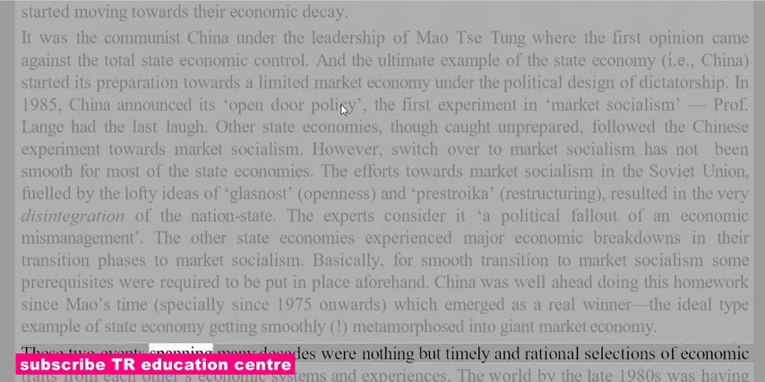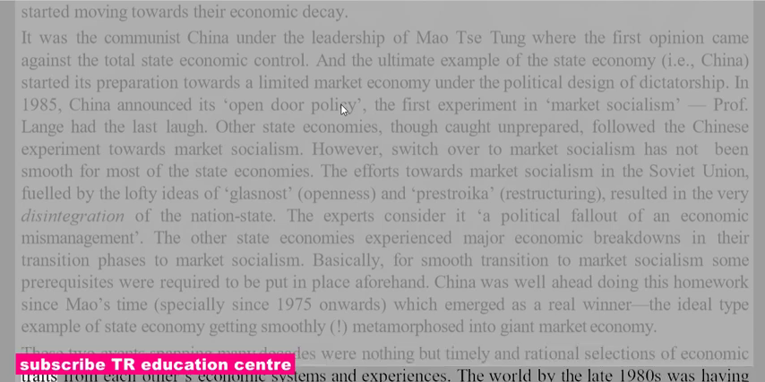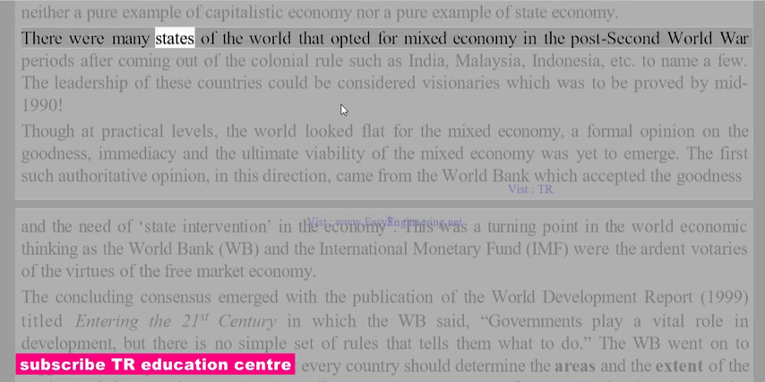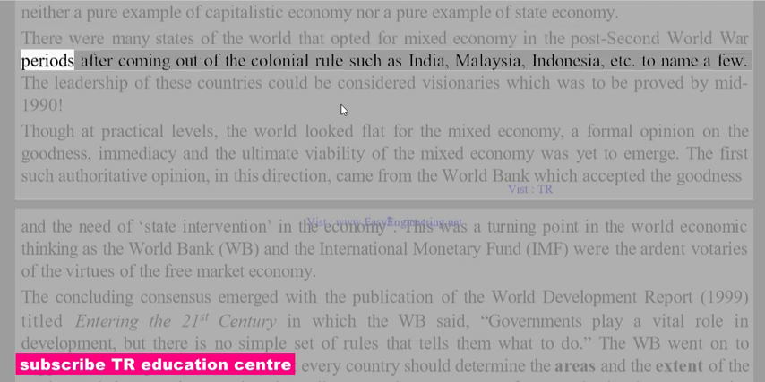These two events spanning many decades were nothing but timely and rational selections of economic traits from each other's economic systems and experiences. The world by the late 1980s had neither a pure example of a capitalistic economy nor a pure example of a state economy. There were many states of the world that opted for a mixed economy in the post-Second World War period after coming out of colonial rule, such as India, Malaysia, Indonesia, etc., to name a few.